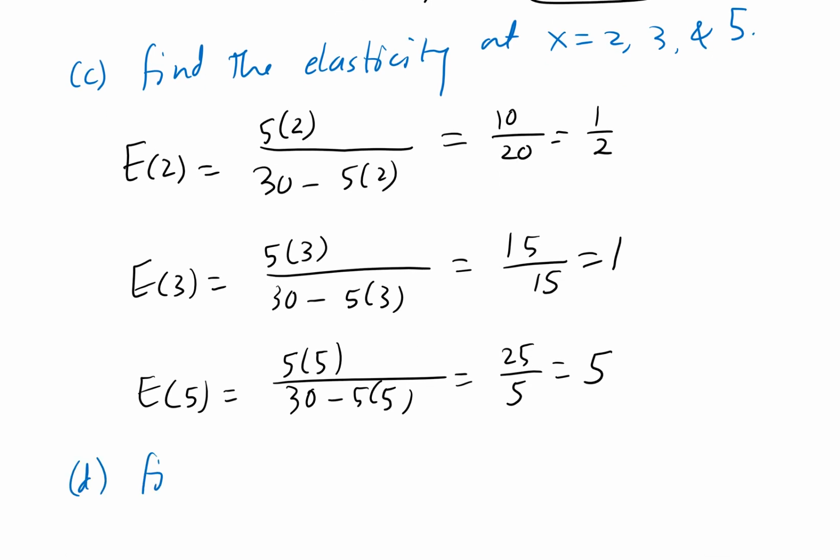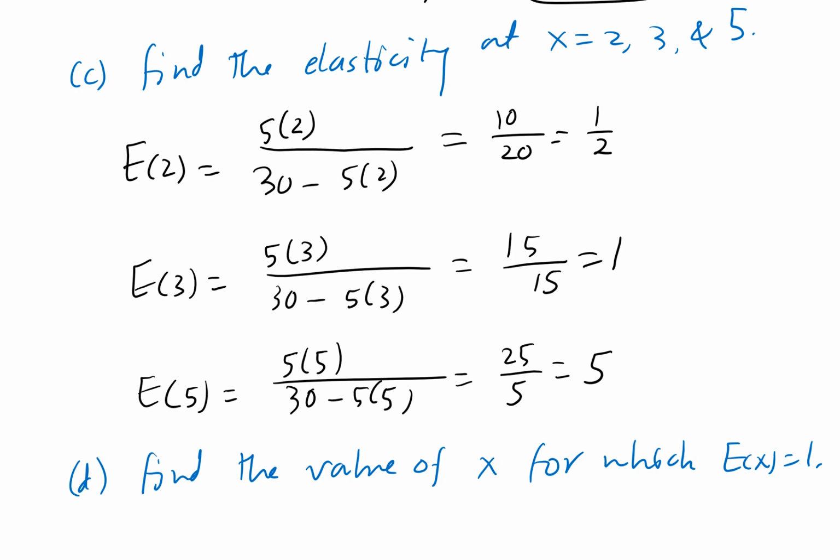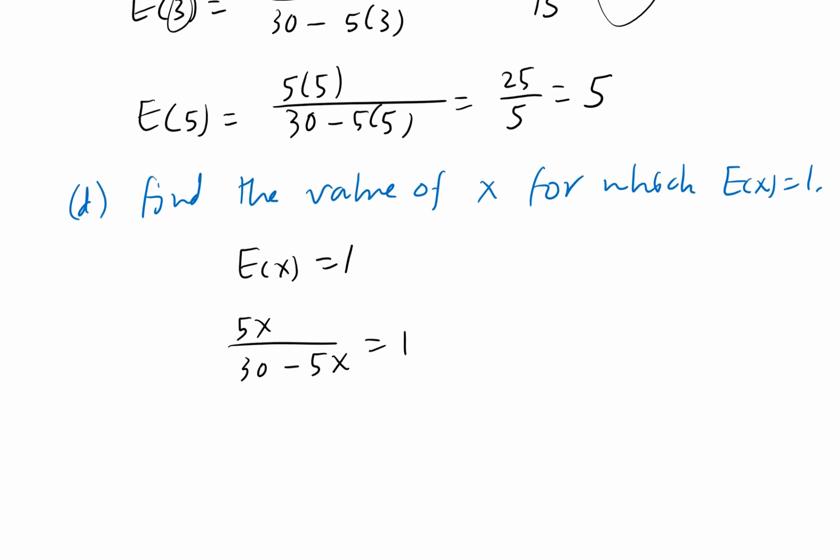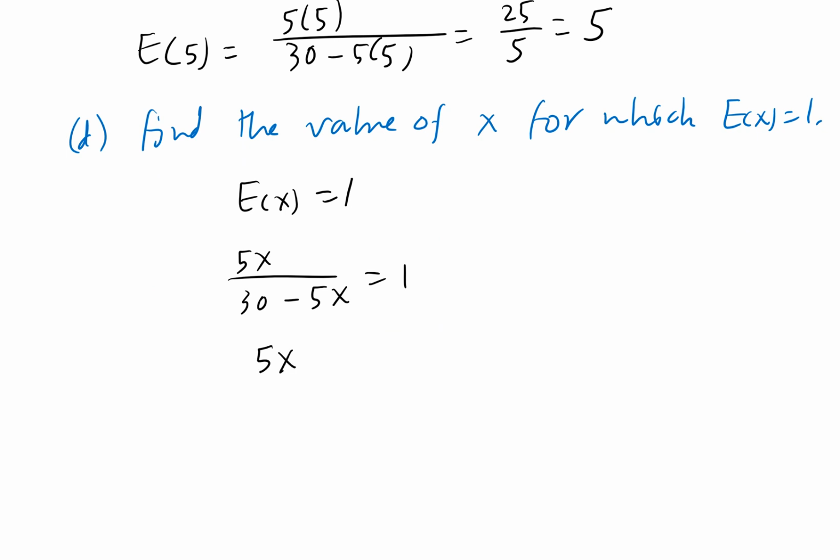Part D. Find the value of x for which E of x equals 1. So we need to find the price that would make E of x 1. Well, we know it is here. Look, the E of x is 1 when x equals 3. But let's see how we find that out. We found E of x was 5x over 30 minus 5x, set equal to 1. Then cross multiply: 5x equals 30 minus 5x. Add 5x to both sides and divide by 10. We get 3.